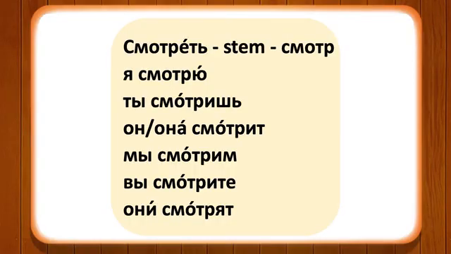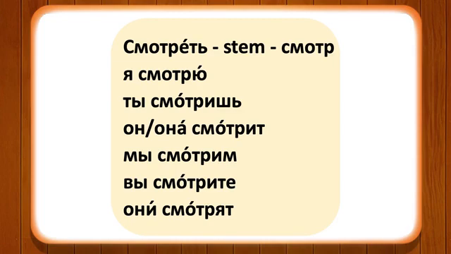Let us take the next verb, smatriech. Smatriech means to look. Smatriech is also conjugated according to the second conjugation. Let us remove the last 3 letters, ye, te and soft sign, to get the stem of the verb, smotr, and add those corresponding endings to conjugate the verb.